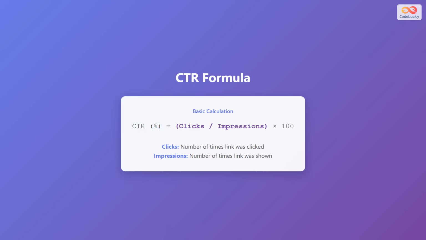The formula for calculating CTR is straightforward. You take the number of clicks your link received and divide it by the number of impressions, which is how many times the link was shown. Then multiply that result by 100 to get a percentage. For example, if your link was shown 1,000 times and received 50 clicks, you divide 50 by 1,000 to get 0.05, then multiply by 100 to get 5% CTR. This simple calculation helps you understand the effectiveness of your digital marketing efforts.